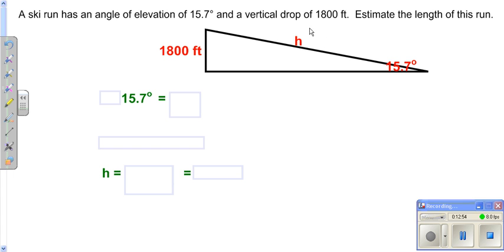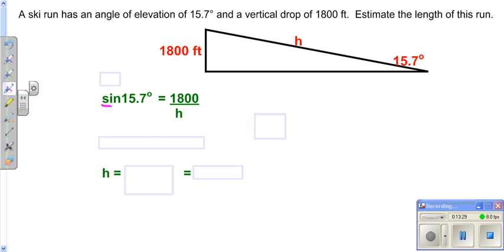You're told that the angle of elevation, that's your angle from the horizontal going up to the top of the hill, is 15.7. We now need to go ahead and find this side right here, which is your hypotenuse. This is your angle, that's your hypotenuse. This is your opposite side. When you think of Sohcahtoa, what deals with opposite and hypotenuse? That's sine. So we're going to go the sine of our angle equals our opposite over our hypotenuse.